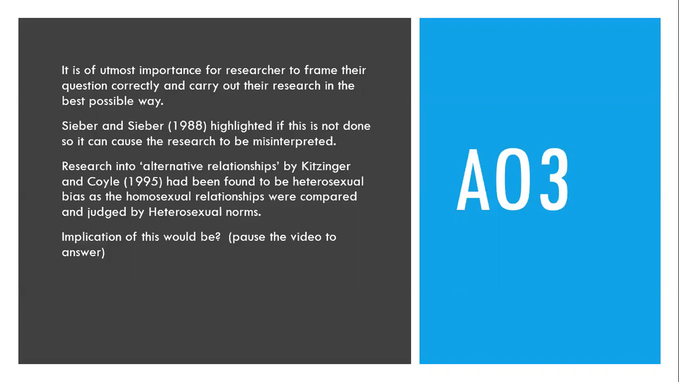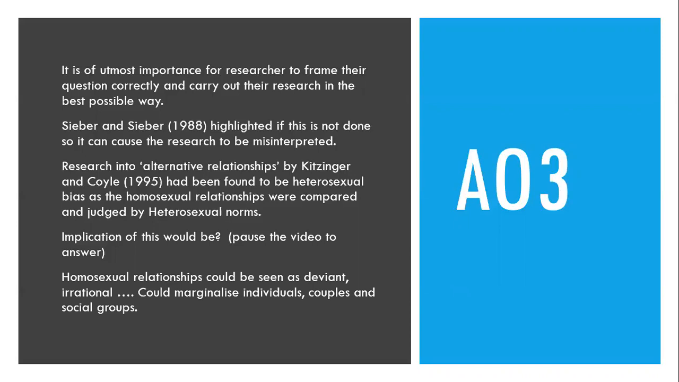Great, thank you for pausing. Let's see what you came up with. Hopefully you've come up with a few more things than I've got here. Homosexual and bisexual relationships could be seen as being deviant because they don't meet the norms of heterosexual relationships. If something doesn't meet the norms, it's being deviant. They could be regarded as being irrational because it isn't the rational way of forming a relationship in a heterosexual manner. So that's labeling these types of relationships, but it could also marginalize. Marginalize means taking these individuals or social groups and pushing them out of the mainstream.